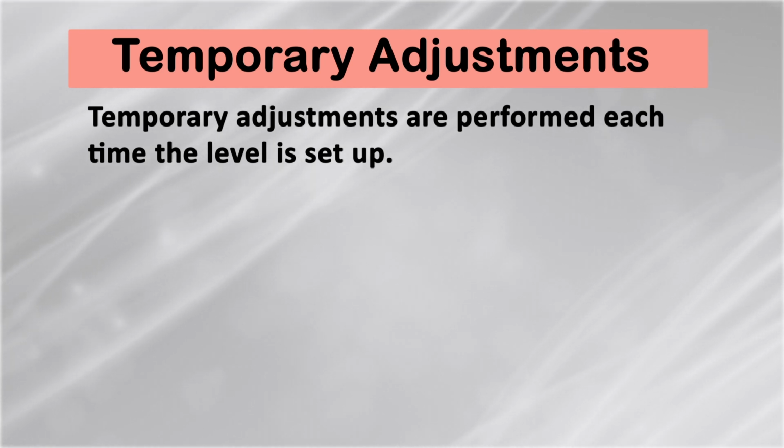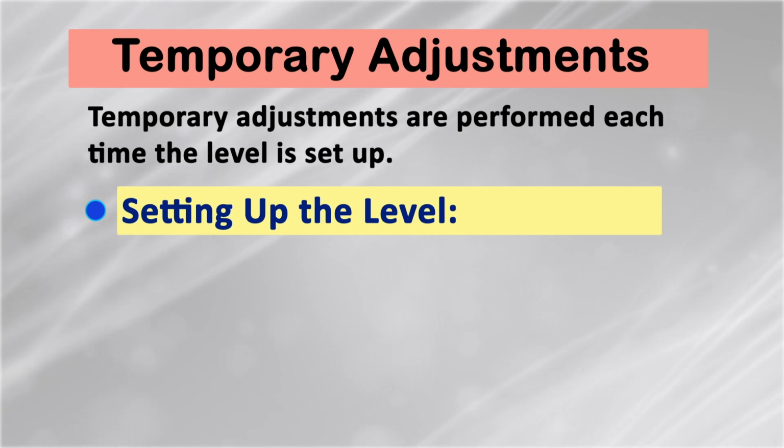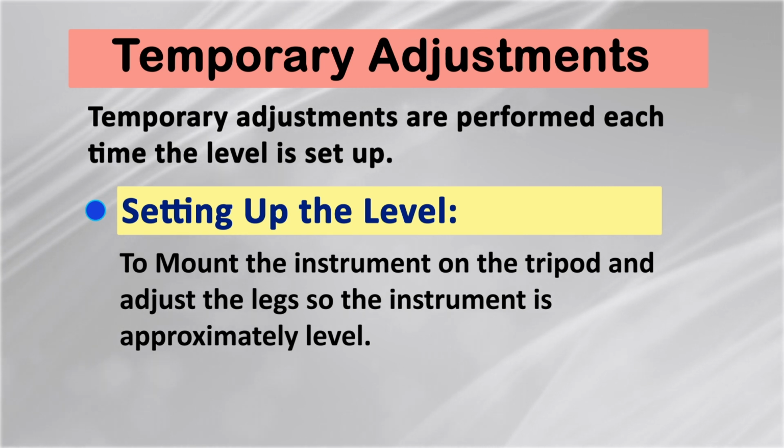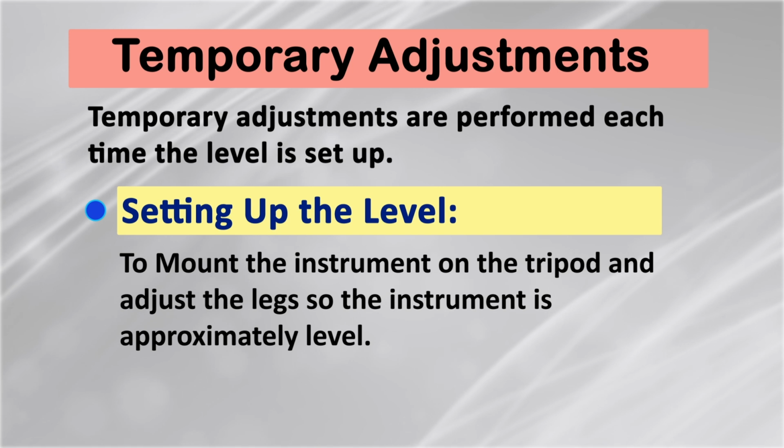They include firstly setting up the level, in which we will mount the instrument on the tripod and adjust the leg so the instrument is approximately level. To do this, we have to release the clamp, hold the instrument in one hand and attach it to the tripod by turning the leveling head with other hand. Adjust the tripod legs to achieve a convenient height and ensure the tri-back is roughly level. Modern levels often have small circular bubble on the tri-back to assist with this preliminary leveling.